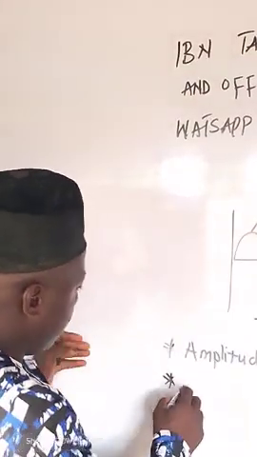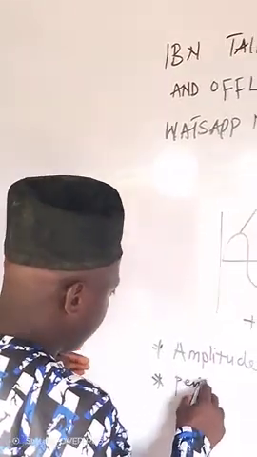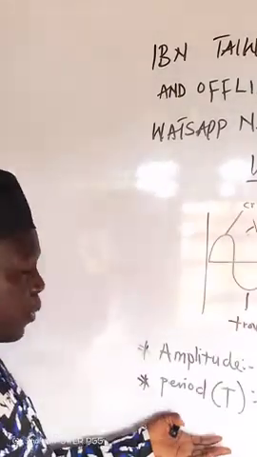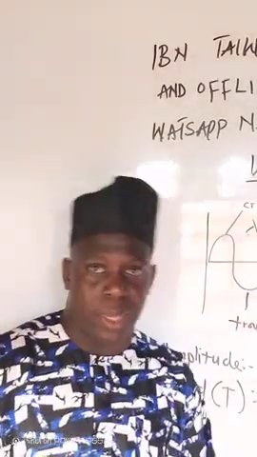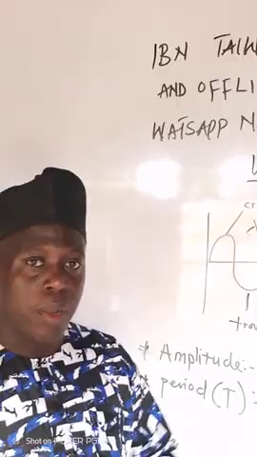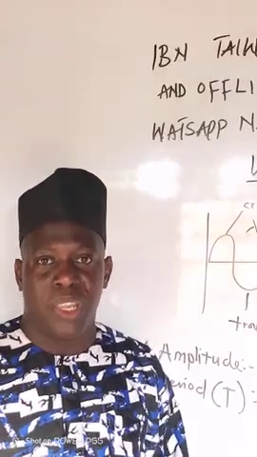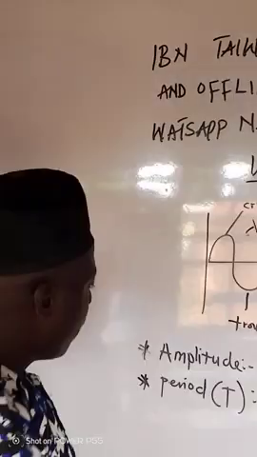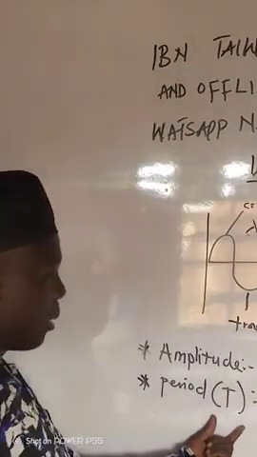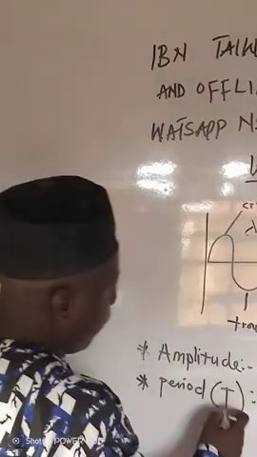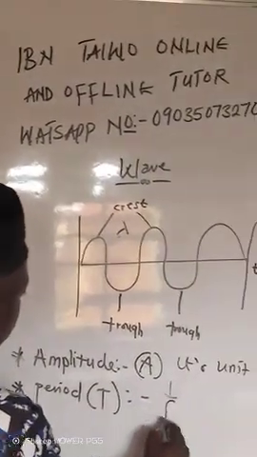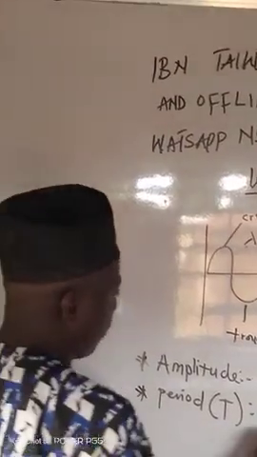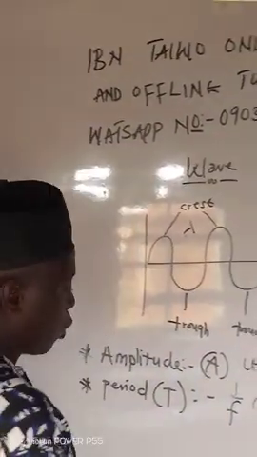Another thing here is period. Period is the time required for a particle to complete one cycle or oscillation. That is the time. We represent it by capital letter T, where the formula to calculate period is 1 over frequency. Are you getting me? The unit of period is second. It is measured in seconds.